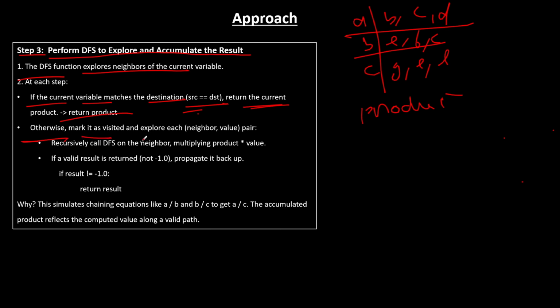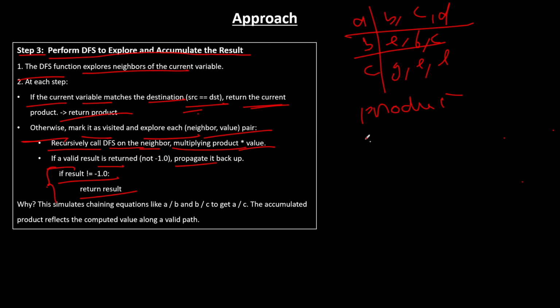Otherwise, we mark it as visited, simple, and we explore the other nodes. So recursively call the DFS on the neighbor. Neighbor is basically the current node. Multiplying the product. Product is basically the value you stored till now, and the value of the edge. That's all. If a valid result is returned, then we propagate it backwards. Basically, if it is not equal to -1.0, we return the result.